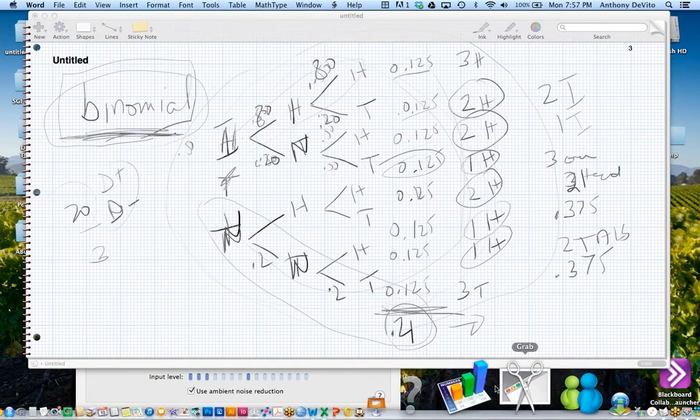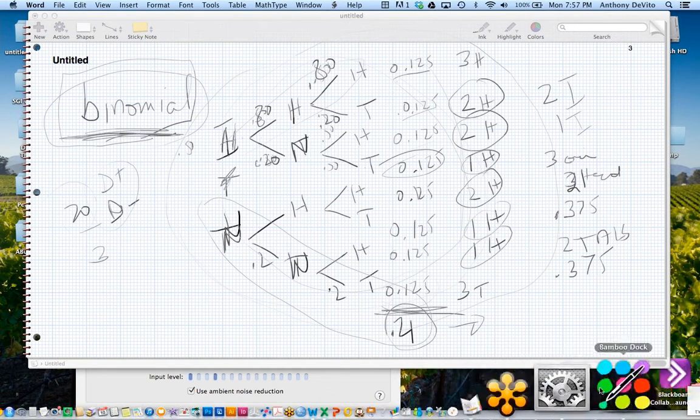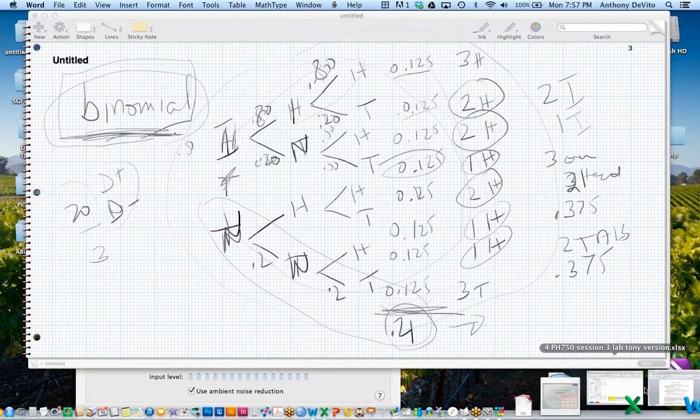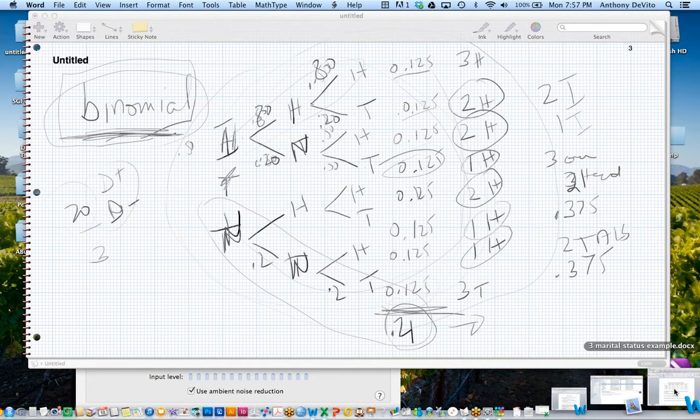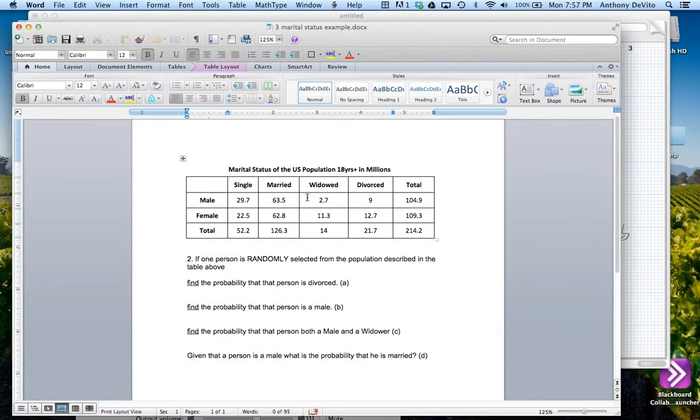Okay, let's see what I can do next here. Now let's take a look at data the way we might be presented with it in an epidemiological study. In this case, it's based on a census. This represents the entire population in the United States. This is a population study. It's not a sample. Each one of these numbers represents millions of people, for a total of 214 million people.